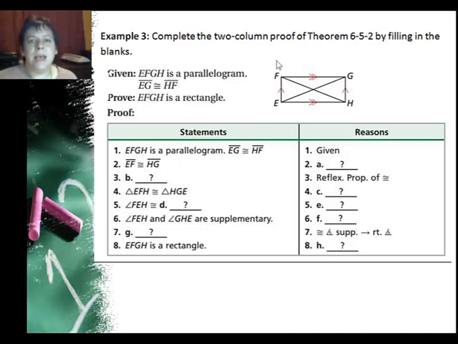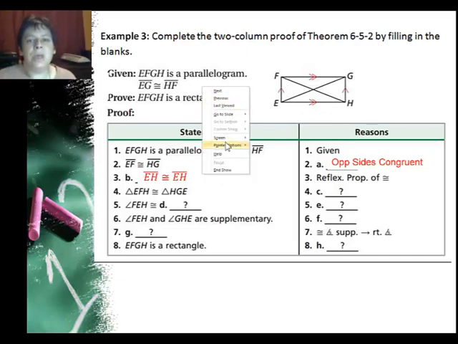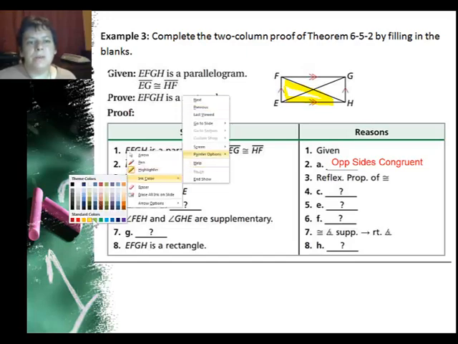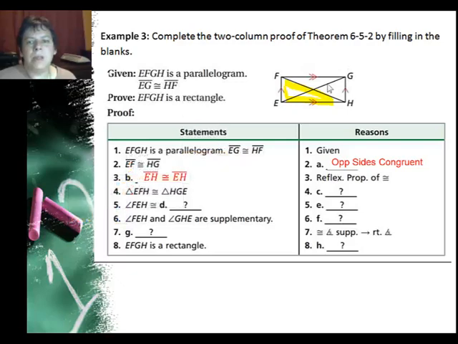Then they say EF is congruent to HG. Well, this is a parallelogram, so I know opposite sides are absolutely congruent. Then we're going to use the reflexive property to show that EH is congruent to EH. Now they say, okay, I can tell you that triangle EFH, this one right here, is congruent to triangle HGE, this one right here. Well, how do they know?